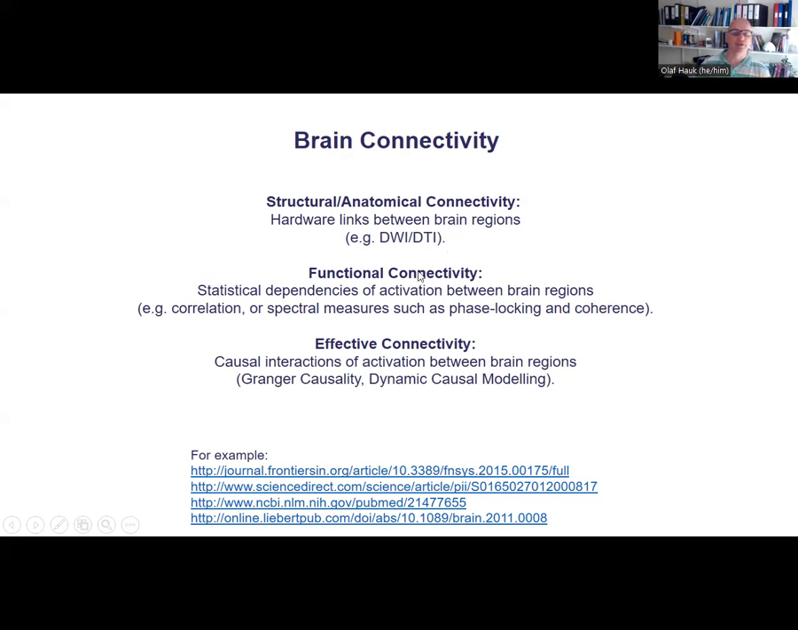Then there is functional connectivity, which looks at statistical dependencies of activation between brain regions based on correlation or spectral measures, phase lock and coherence, etc. This is what I'm going to talk about now. But then there is also effective connectivity, where you are trying to infer causal interactions of activation between brain regions. That would be the domain of Granger causality and dynamic causal modeling. So this is not something I'm going to talk about in this session, maybe later.